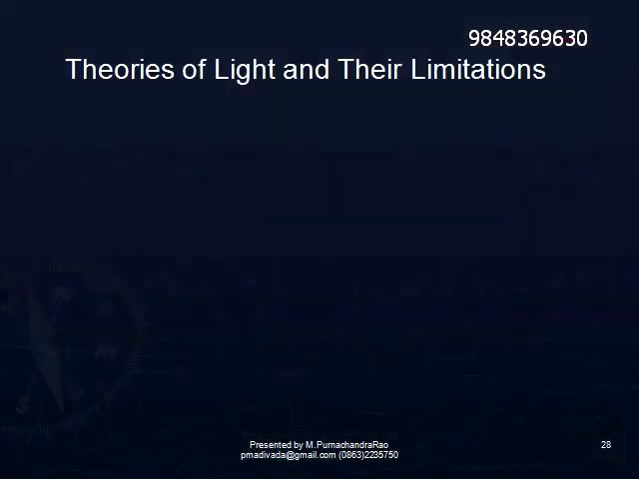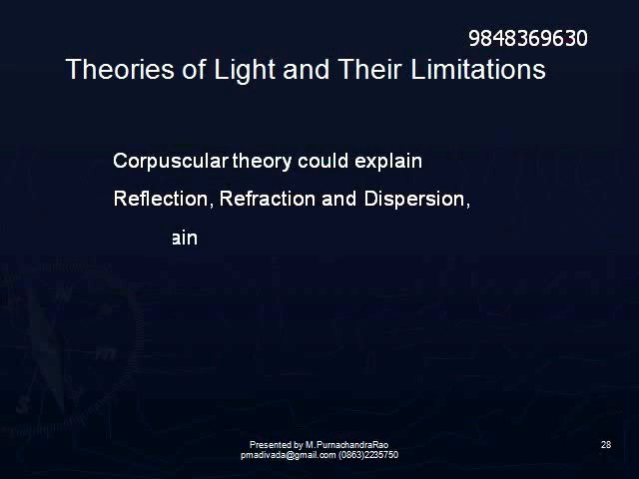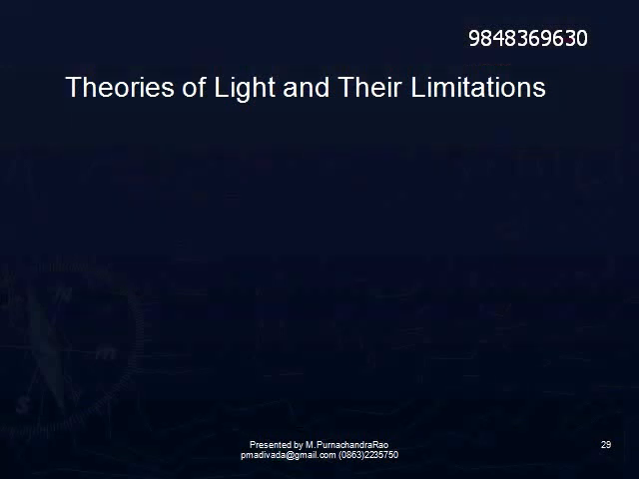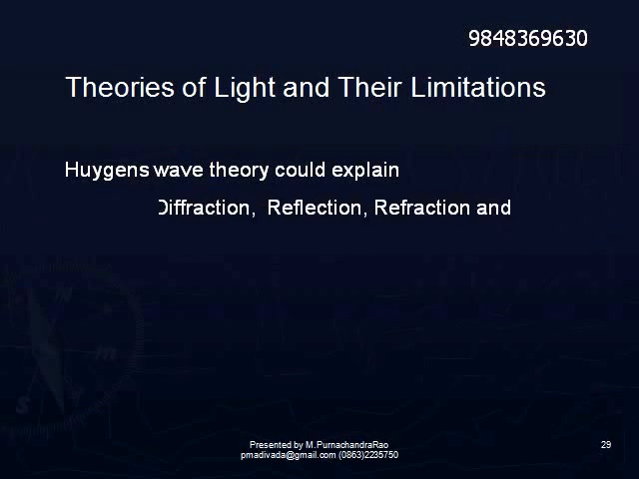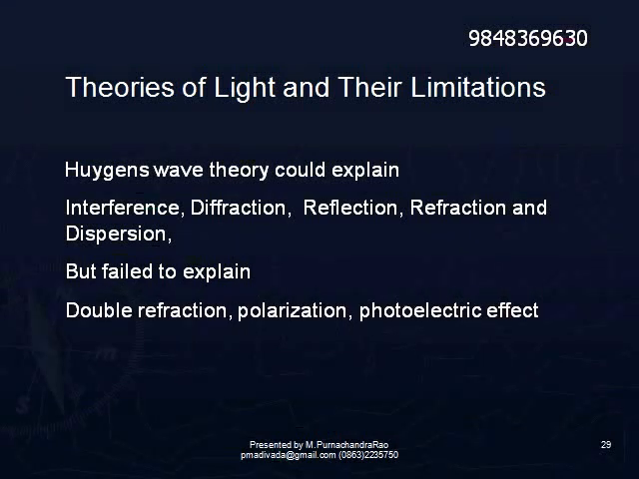Now, the successes and the limitations of different theories. Corpuscular theory could explain reflection, refraction and dispersion, but failed to explain all the remaining phenomena of light. Next comes wave theory. Wave theory could explain interference, diffraction, along with reflection and refraction and dispersion, but failed to explain double refraction, polarization, photoelectric effect.